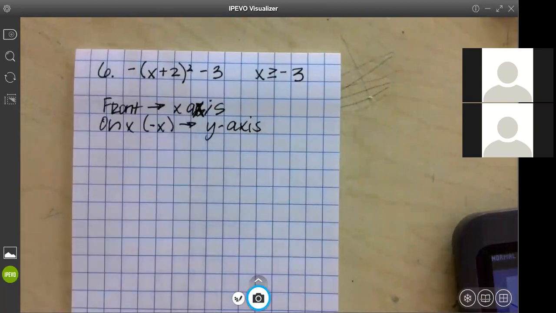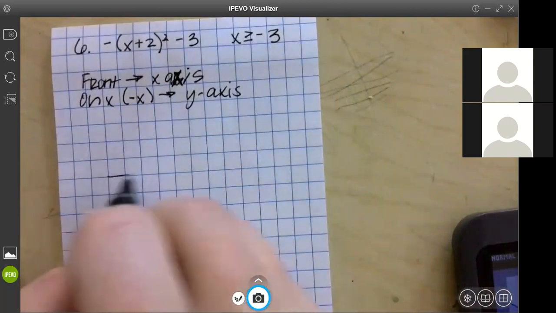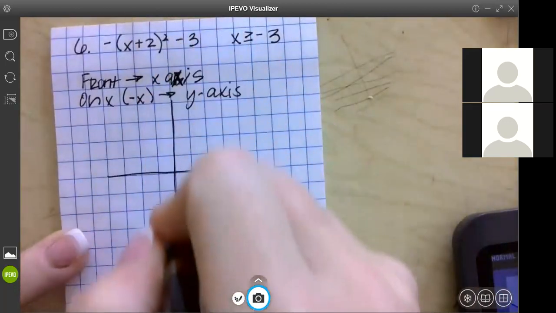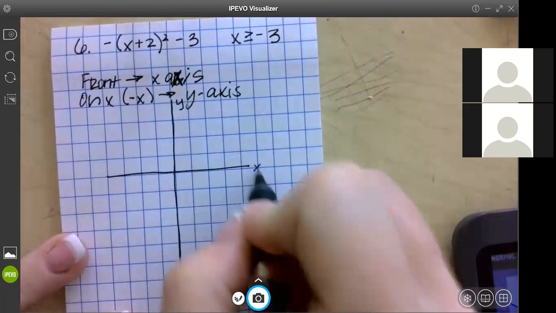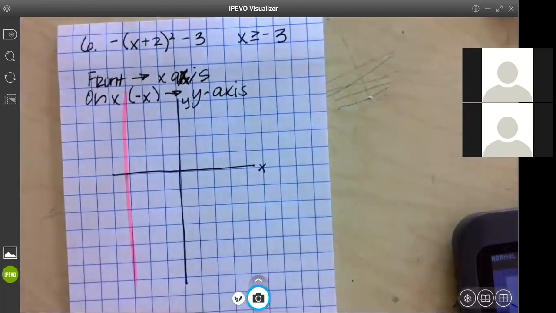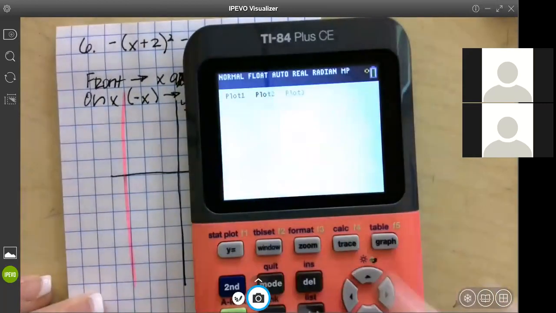Think about your U shape. When I have a -x² U shape, what does it do to that function? Flips it over the x-axis. Okay, so this one's going to be an upside down U or an M shape. All right, so here's your y and your x. We're bound by -3. We're going to put this function in.